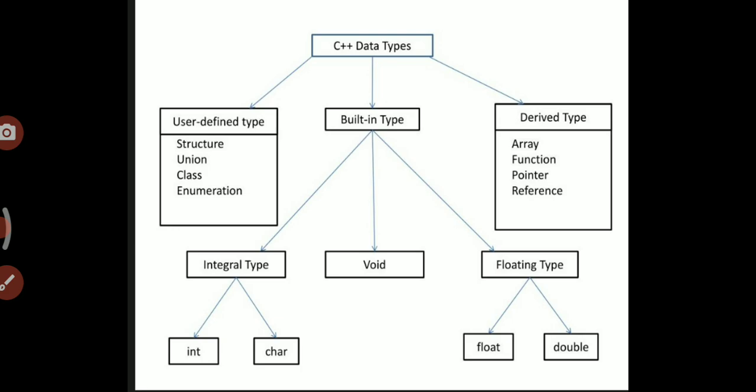The tree of data types: user-defined data types, built-in data types, and derived data types. User-defined data types are structure, union, class, and enumeration. Built-in data types are integral type and floating type. Integral types are int and char, and floating types are float and double, along with void. The derived data types are array, function, pointer, and reference.